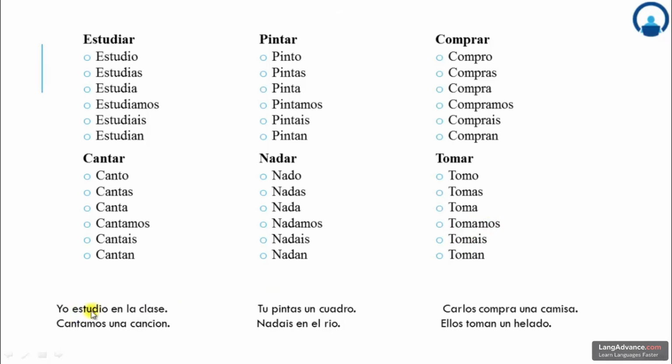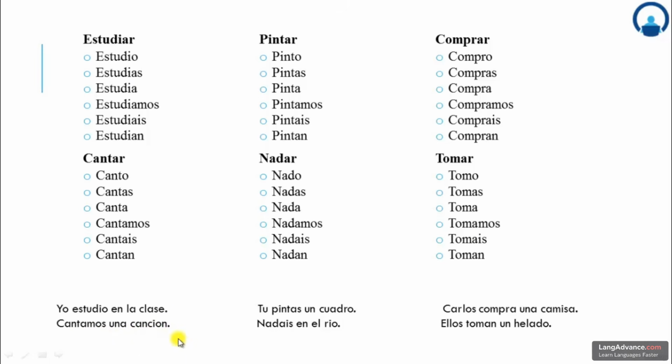Now I have selected one conjugation of each of these and I've tried to frame a sentence. So just for the practice you can refer to them. The first verb I've taken is estudiar and I've taken the first conjugation, that is estudio, that means I study. So the example is yo estudio en la clase, that means I study in the class. The next I've taken is cantamos from cantar, and I've framed it as cantamos una canción, that means we all sing a song.